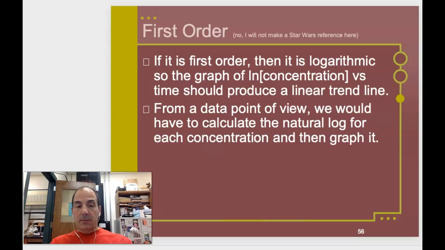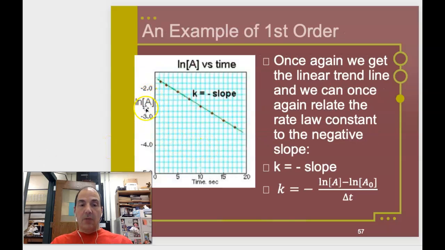Again, we plot the data and see where it lines up. So now it's the natural log of the concentration of A versus time. Now I get, again, a linear trend line with a negative slope, which is fine. So we know it's first order, and k would be the negative slope again. Remember, slope here is the natural log of the final concentration minus the natural log of the initial concentration, over time. That's what we mean by slope.